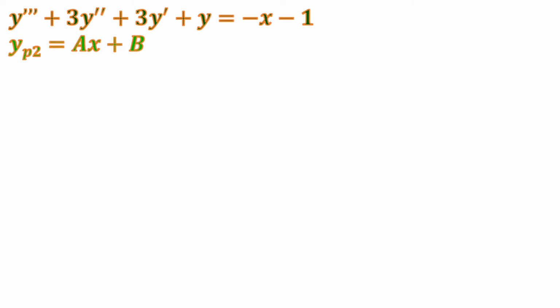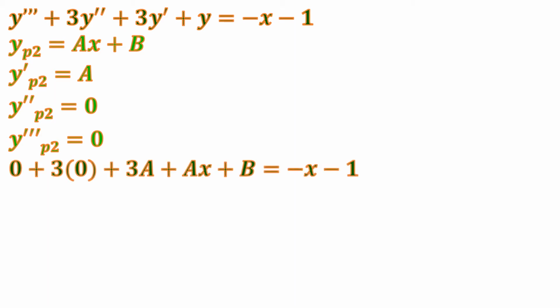So let's have the y prime, the derivative of ax plus b, is a. Second derivative. So derivative of a is 0 because it's constant. And also derivative of 0 is 0. Now we're going to substitute. So 0 plus 3 times 0 plus 3a plus ax plus b equals negative x minus 1. And then we're going to simplify it. Let's remove those with zeros, and then let's arrange it where the one with x should be written first. So it's going to be ax. And the next is 3a plus b.